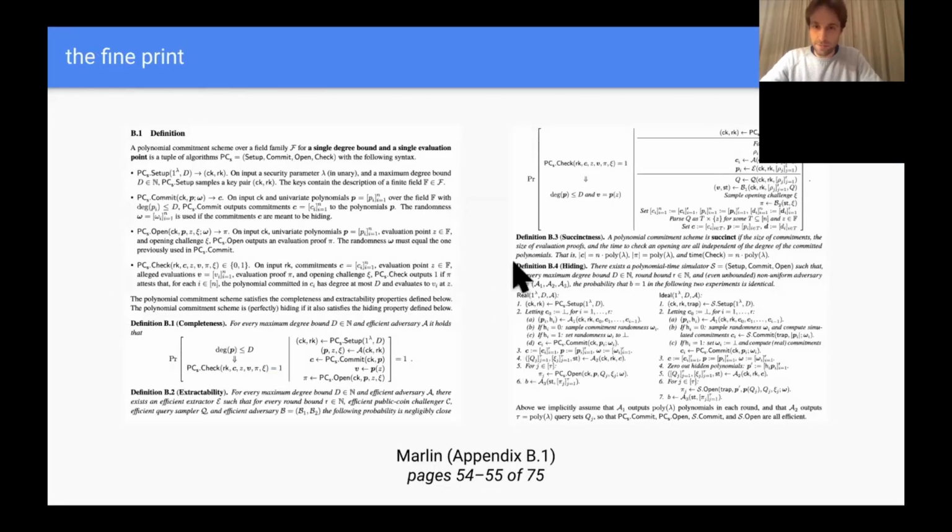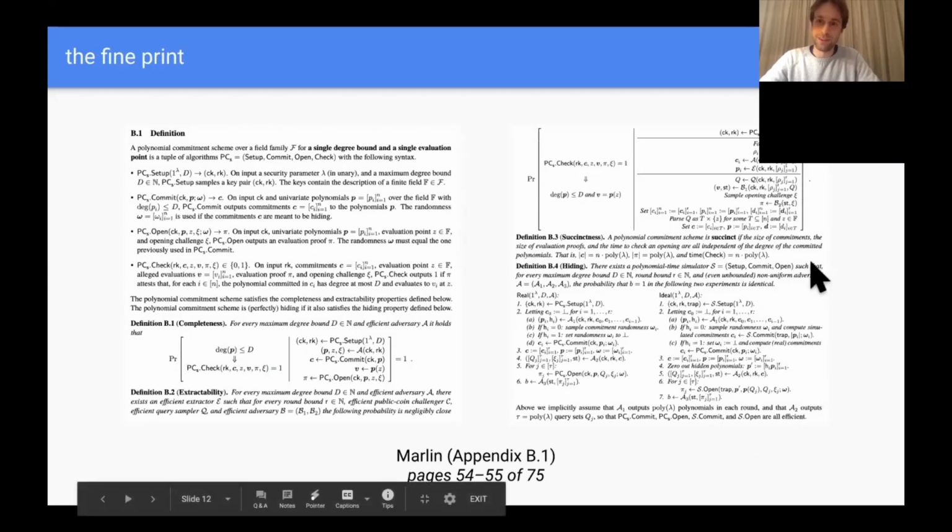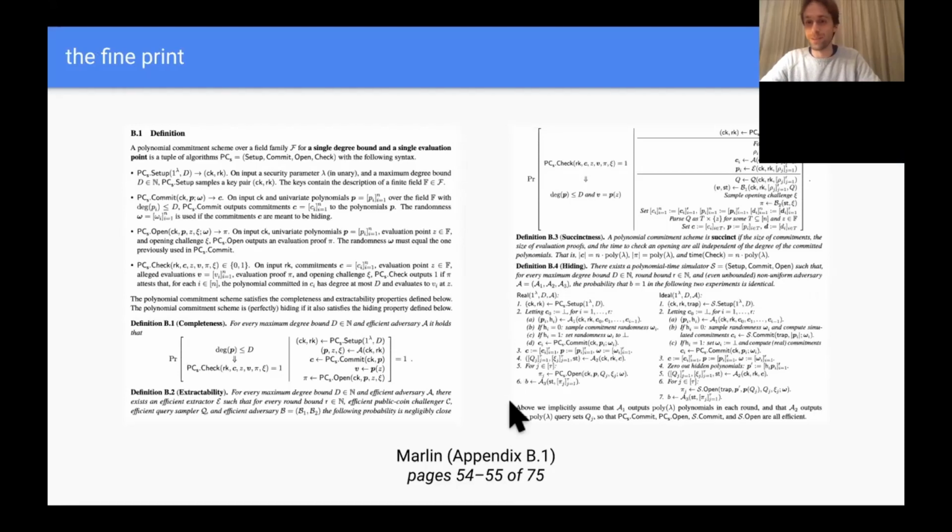And you can see here there's a hiding definition, which is this hugely complicated thing that I don't understand. Okay. So with hiding for Kate commitments, it's actually very easy because the opening proof and the commitment are both very small. But for some of these larger polynomial commitments, such as those you would get with groups of unknown order or with Bulletproofs, you actually have a logarithmic number of elements. So proving hiding at the IOP layer is a bit nasty.